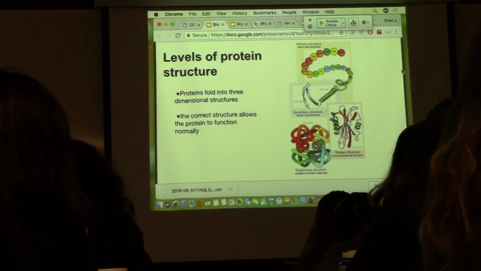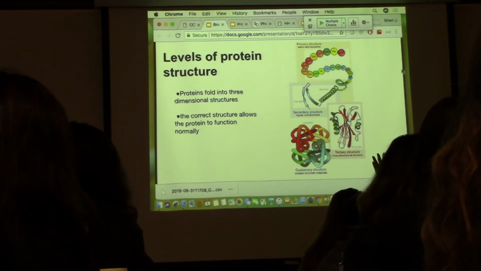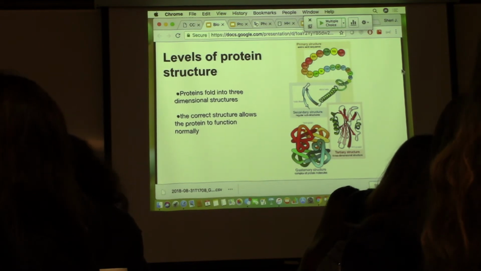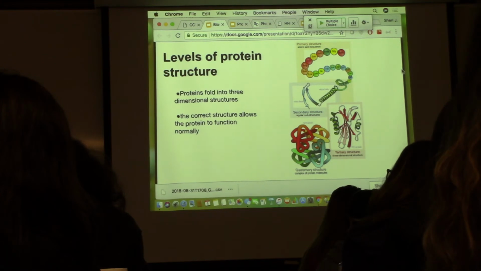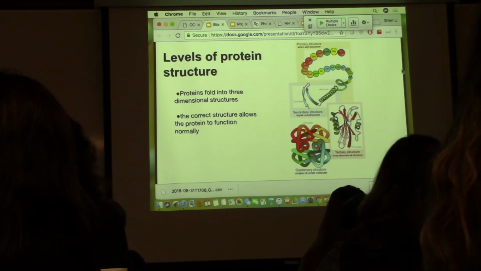I showed you some pictures last time of carbohydrates that had lots of sugar molecules hooked together, right? And then we just kind of looked at cellulose and glycogen and starch and showed they had different structures. Because proteins are so different, because depending on how you hook the amino acids together, you can get radically different proteins. We actually will think about protein structure in levels.